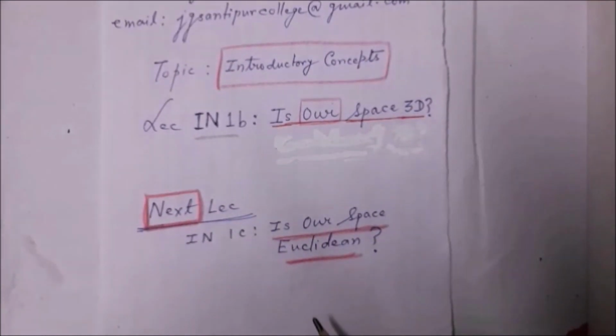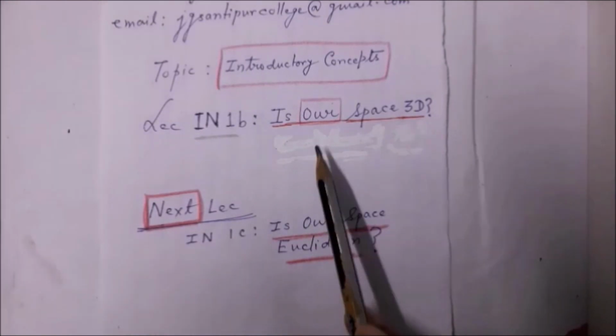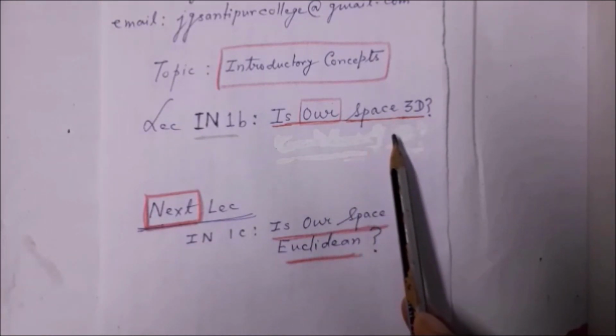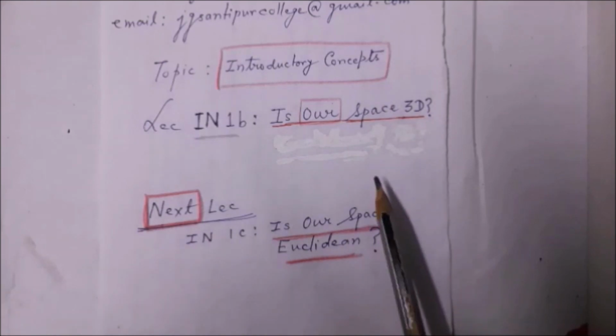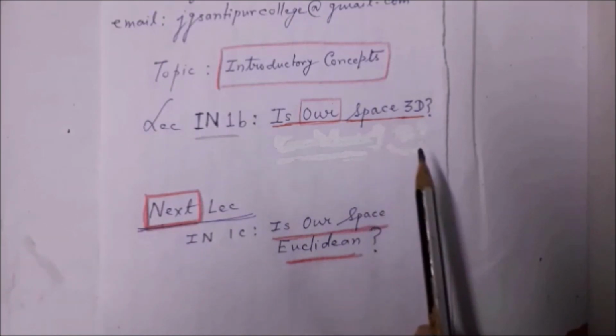So the topic goes as follows. Is our space three-dimensional? Do we live in a three-dimensional world?